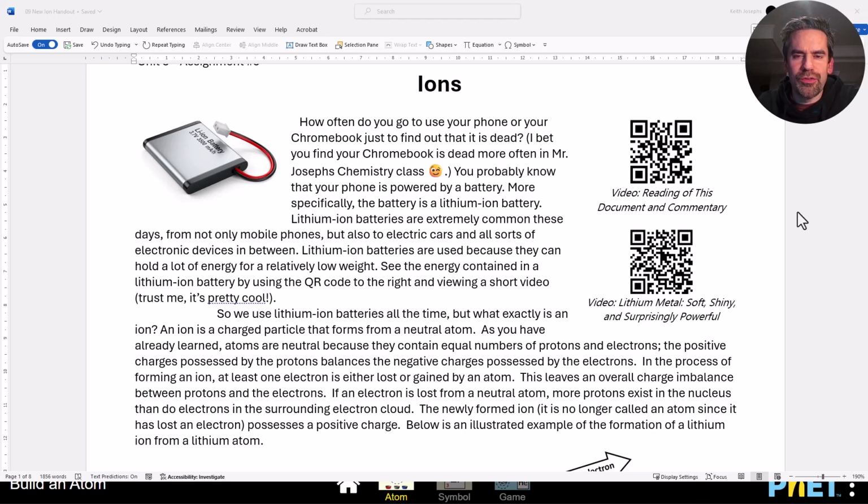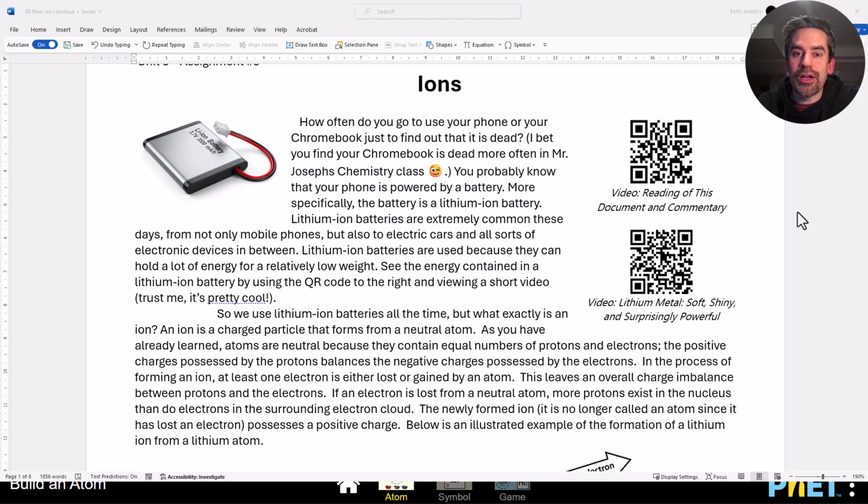How often do you go to use your phone or your Chromebook just to find out that it's dead? I bet you find your Chromebook is dead more often in Mr. Joseph's class. You probably know that your phone is powered by a battery. More specifically, the battery is a lithium-ion battery.